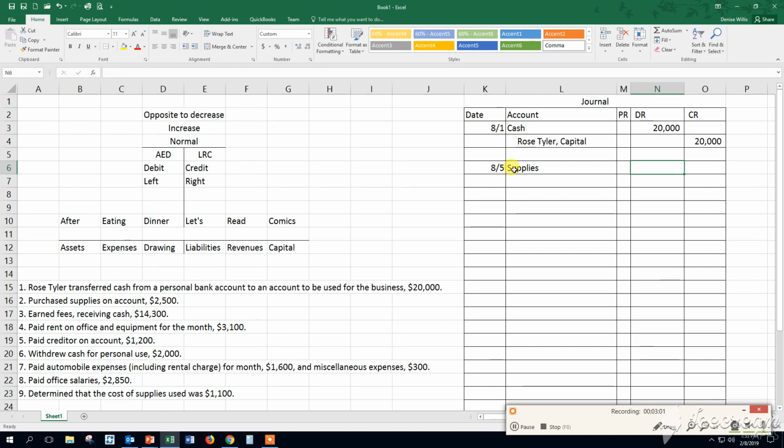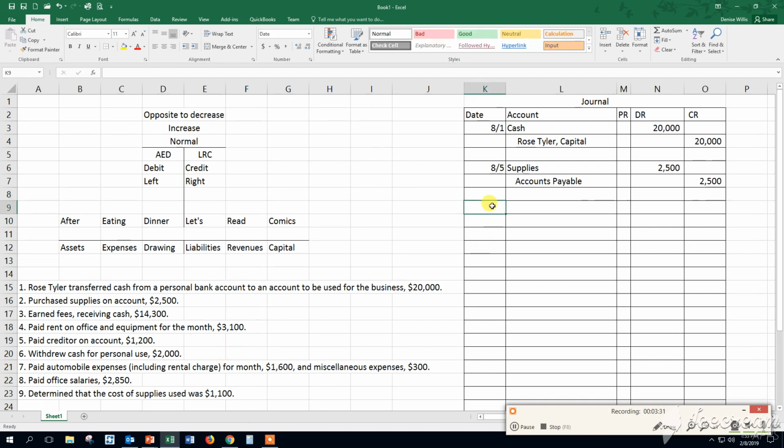Okay? Go ahead and give it the $2,500 debit. Now we've already talked about how did we pay for these, and the answer was we didn't. Okay, we owe somebody money. We're going to use accounts payable. It is a liability. Okay, right here, liabilities have a normal credit balance. We will increase this account by giving it a credit. Okay, so now we have 2 entries done.